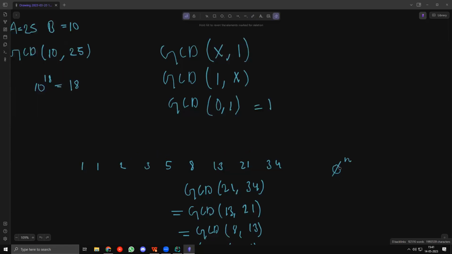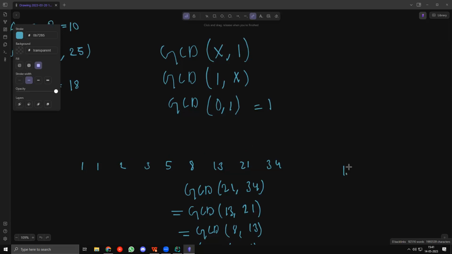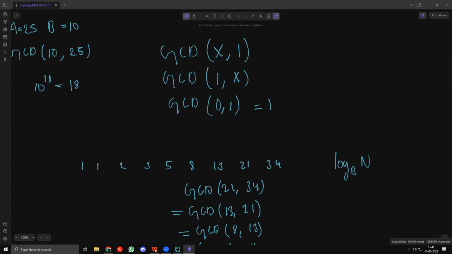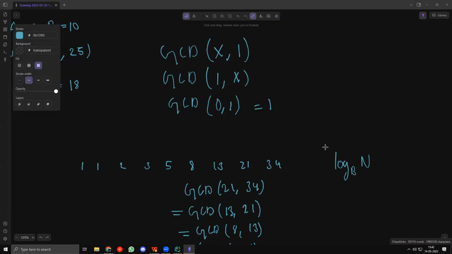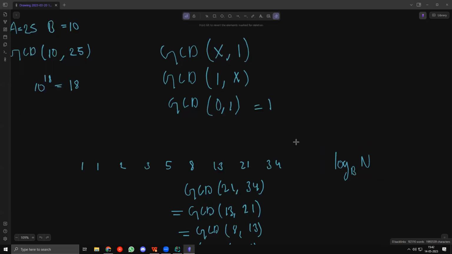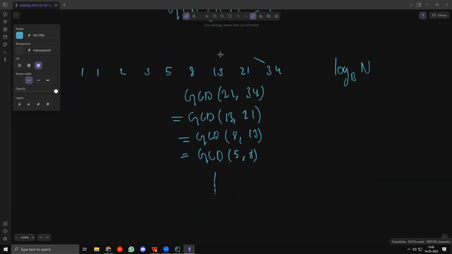So you can tell that this is definitely log n to some base b, right? I don't know what that b is, but it is definitely some exponential number. I am not good at math, unfortunately, so I don't know what this exact value is, but you get the idea. This is the worst case. Fibonacci is the worst case because it has to go through this entire thing, right?